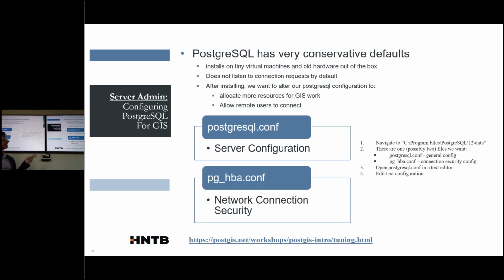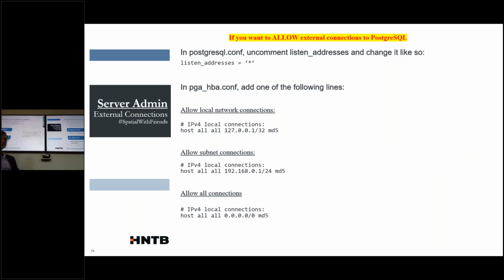So we want to do two things. We want to alter pg_hba.conf, which will open up Postgres to outside connections. And then later we'll see where we change some memory configuration in Postgres.